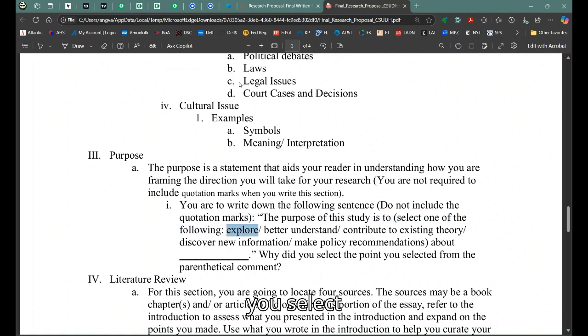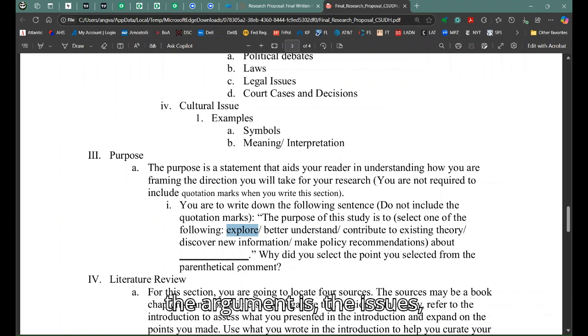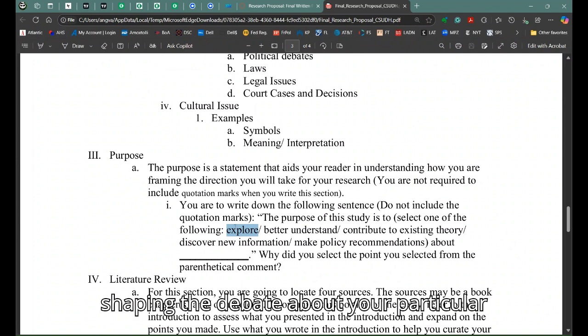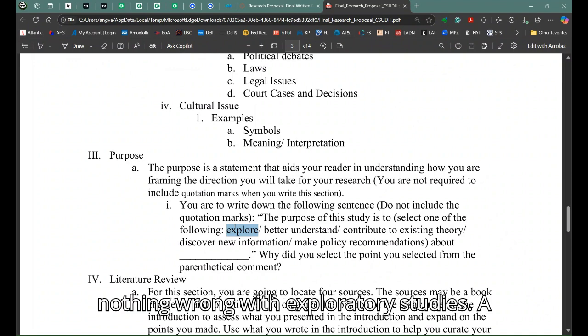Now, if you select explore, this is what you're telling your reader: that you don't have the full grasp of what the argument is, the issues, or who the major contributors are to shaping the debate about your particular topic. And there's nothing wrong with that, because you're just telling your reader that you want to understand the issues more, or make it clear for yourself. This is literally called an exploratory study, and there's nothing wrong with exploratory studies.